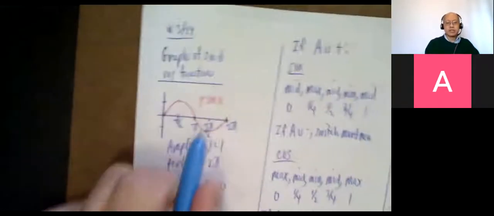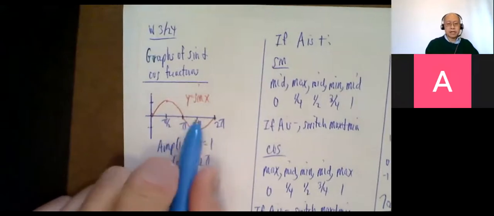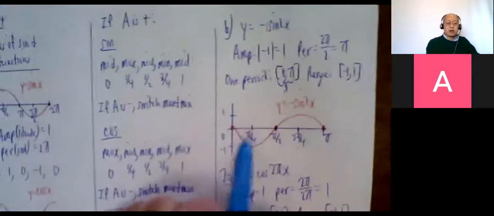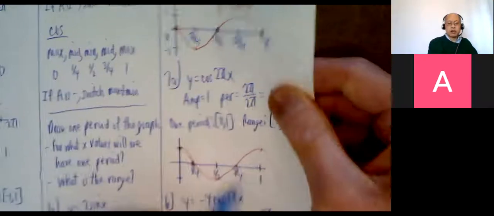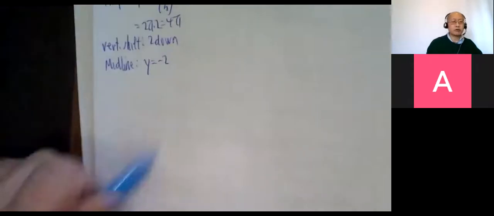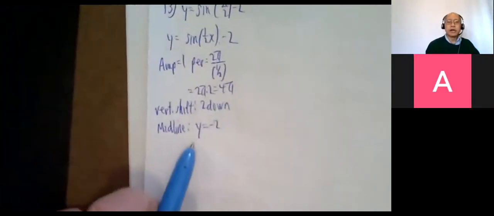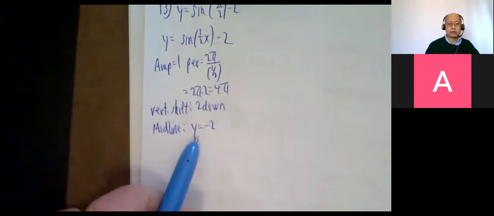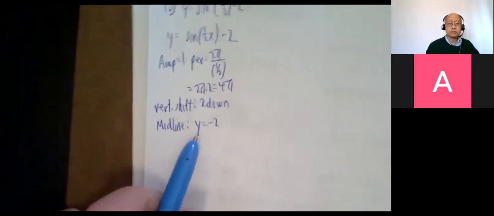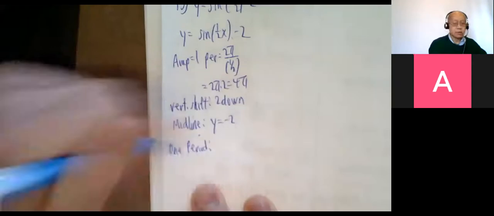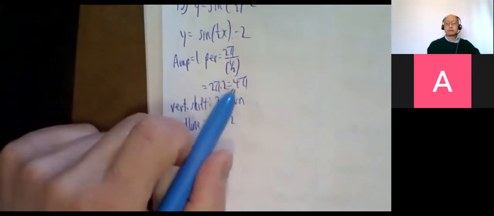Okay, so for all the ones that we've done so far, the midline was the x-axis, y equals 0, right in the middle. The only way it's going to change is if you do a vertical shift. If I go down 2, the midline becomes y equals -2. So one period isn't going to go from 0 to 2 pi, it's 0 to 4 pi.